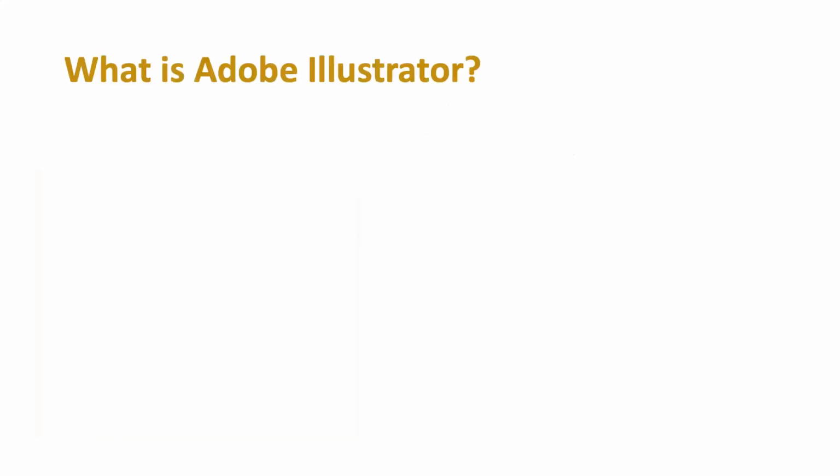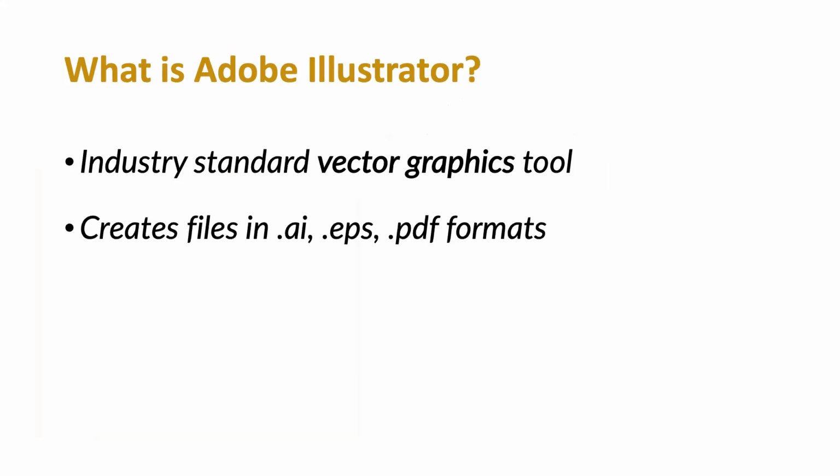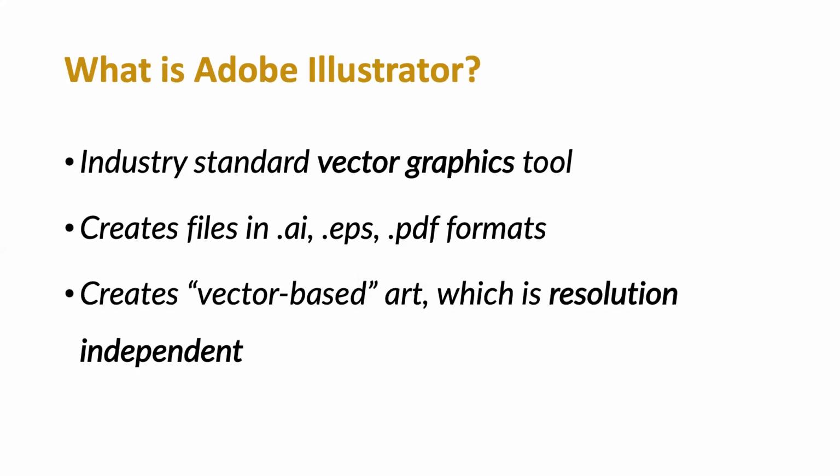So to get started, I just wanted to give you a little introduction of what is Adobe Illustrator. It is an industry standard vector graphics tool. It creates files with the extensions AI, EPS, and PDF. And it creates vector-based art, which is resolution independent. I'll go through some of these a little bit. The file name EPS stands for Encapsulated PostScript. It was created by Adobe back in 1992. It's a graphics format specifically for vector images that Adobe uses.